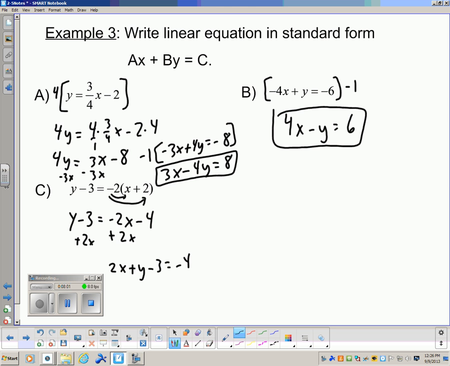And then I've got to bring that minus 3 over because the constants have to be over on the right-hand side. And I get 2x plus y equals negative 1. So there is my final answer. And notice that all three of those are in nice standard form. So that concludes what we're going to do for now.